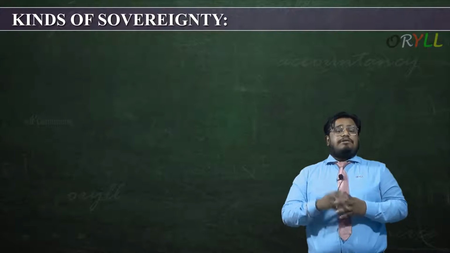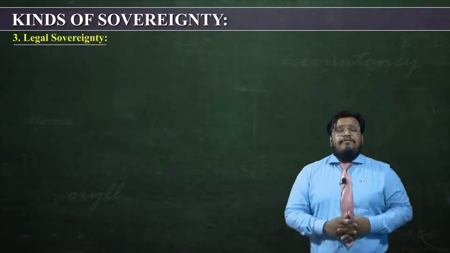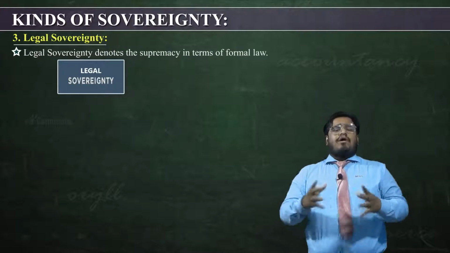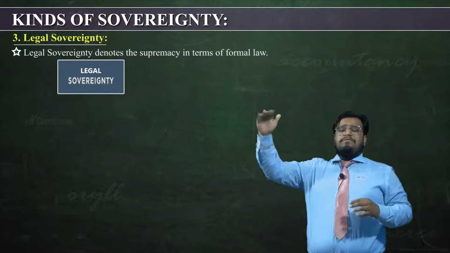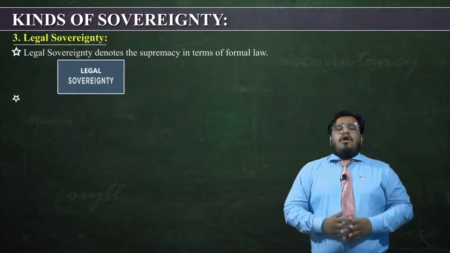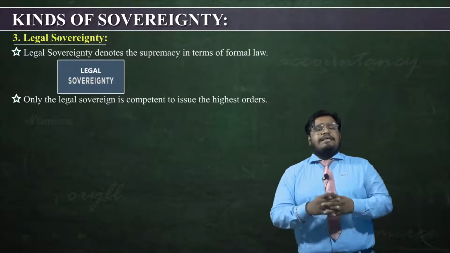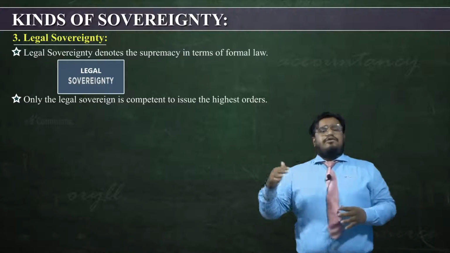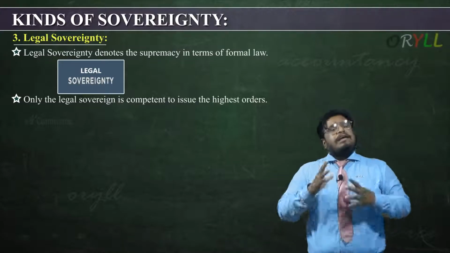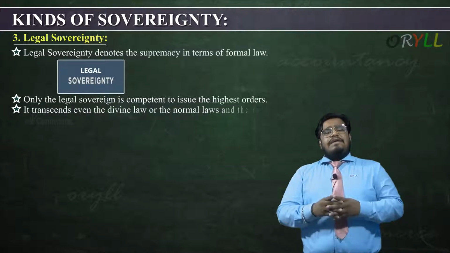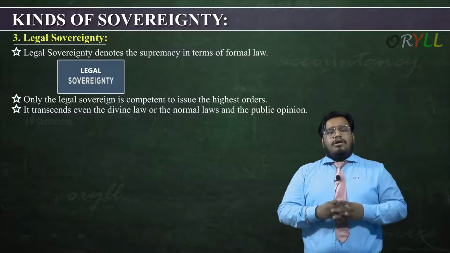Let's understand the third one, that is legal sovereignty. Legal sovereignty denotes the supremacy in terms of formal laws. That means there will be supremacy, the main law that is there. Only the legal sovereign is competent to issue the highest orders. That means the legal sovereign who is having the legal power, he alone can make the laws. It transcends even the divine law or the laws of public opinion.